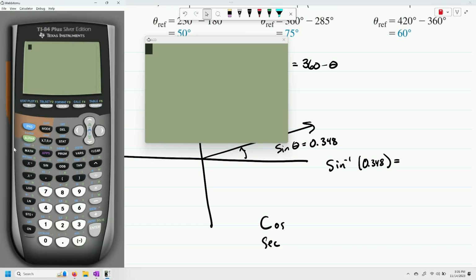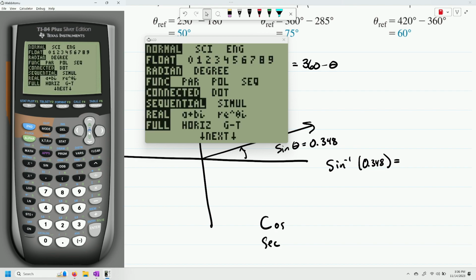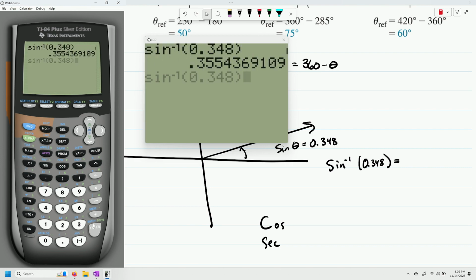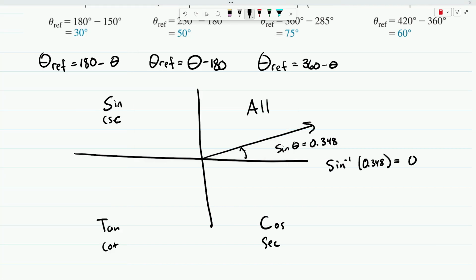So inverse sine of 0.348 equals 0.355. Oh, wait. Hold on, I think I'm in the wrong mode. Yep, I need to be in degree mode. Sorry about that, everyone. We're going to fix this real quick. Let's do this again. And theta would be about 20 degrees.